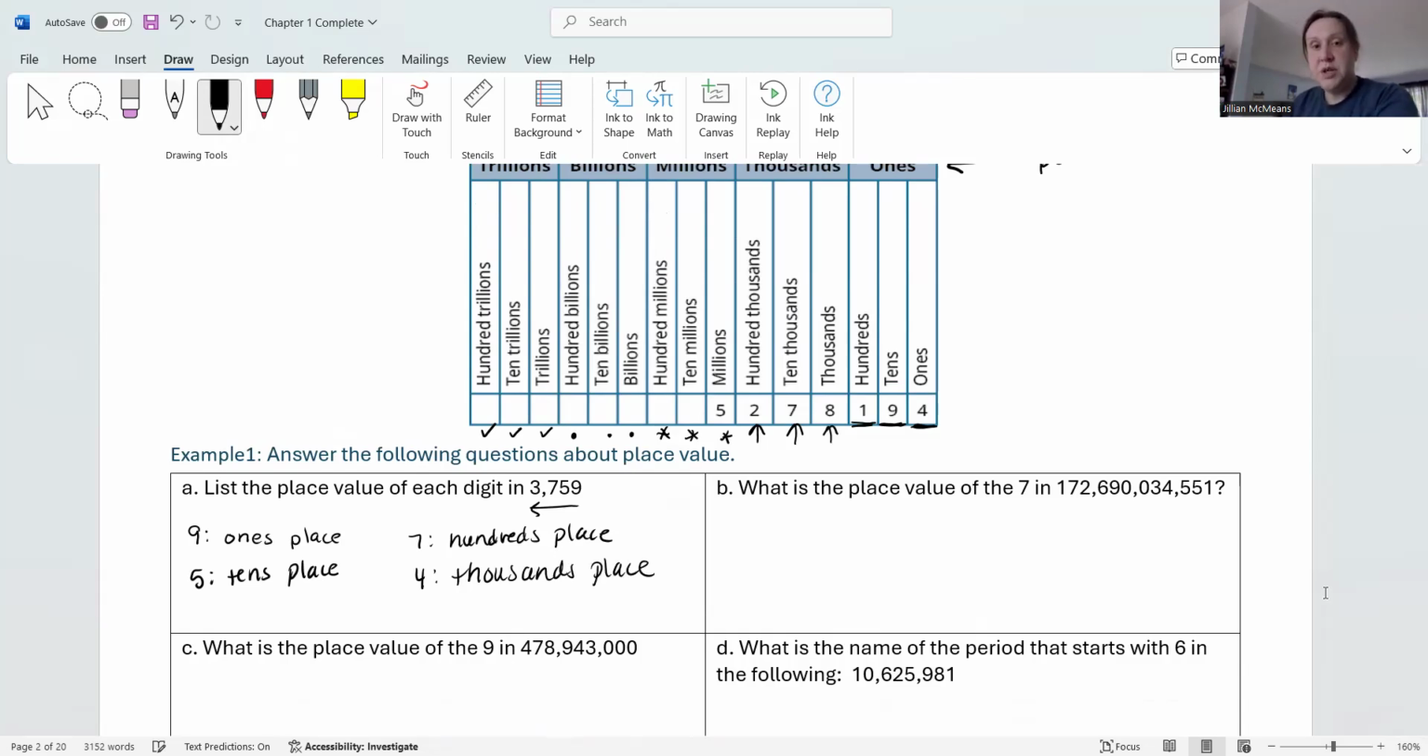All right. So let's look at part B. Part B says, what is the place value of the 7 in the following number, which is 172,690,034,551? So what is the place value of this 7 digit? All right, so starting from the right and heading to the left, we have the ones, tens, hundreds, thousands, 10,000s, 100,000s, millions, 10 millions, 100 millions, billions, and then that makes this the 10 billions place.